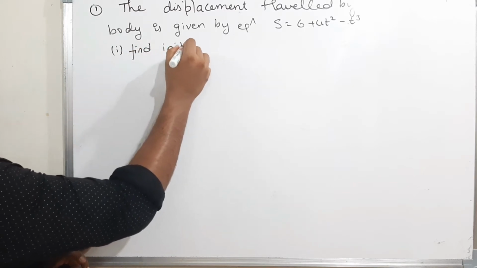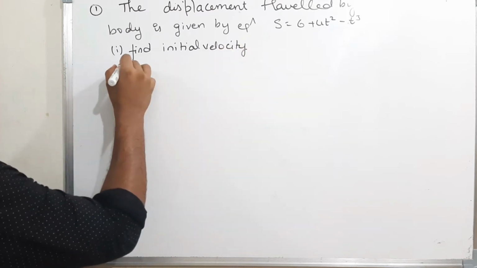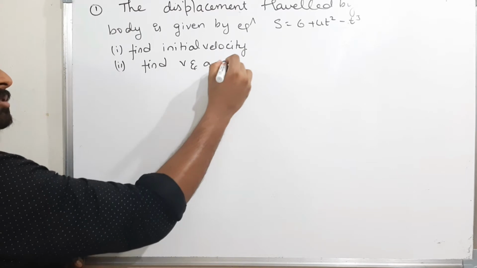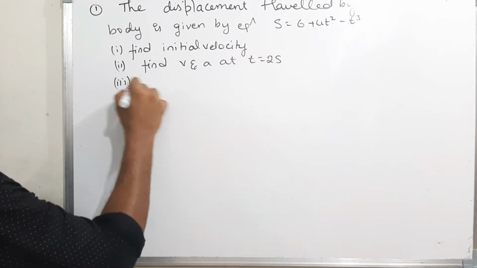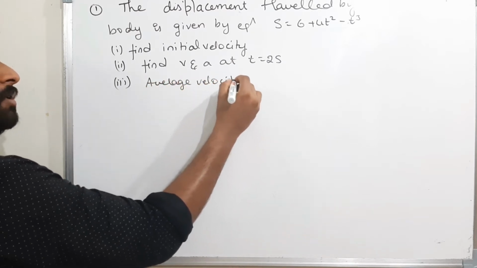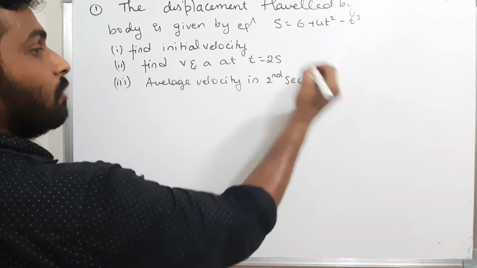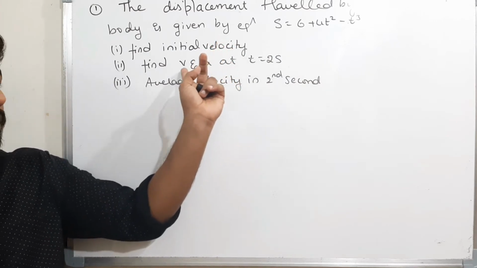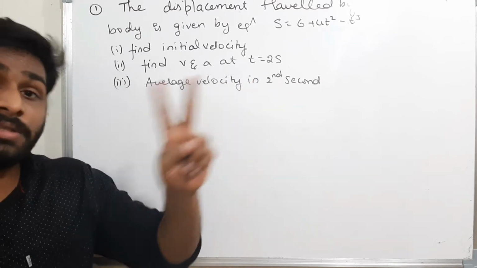Now they told to find the initial velocity. Second, they told to find the velocity and acceleration at time t is equal to 2 seconds, and lastly they told to find the average velocity in the first second. Okay, this is the question they gave. They gave the displacement and they told to find the initial velocity, the velocity and acceleration at time t equal to 2 seconds, and the average velocity in the second second.